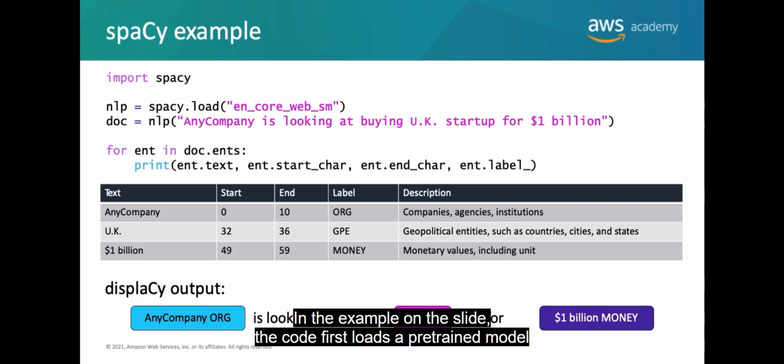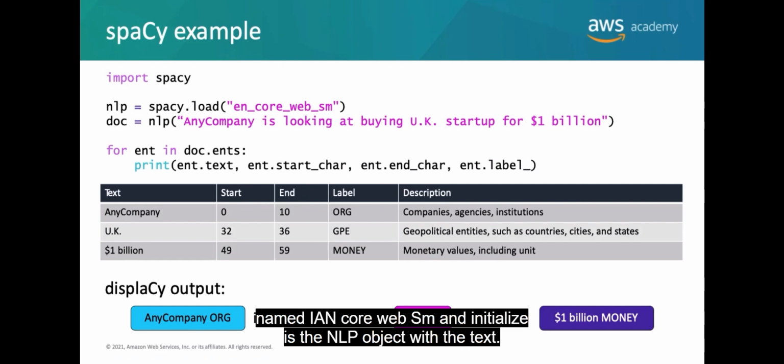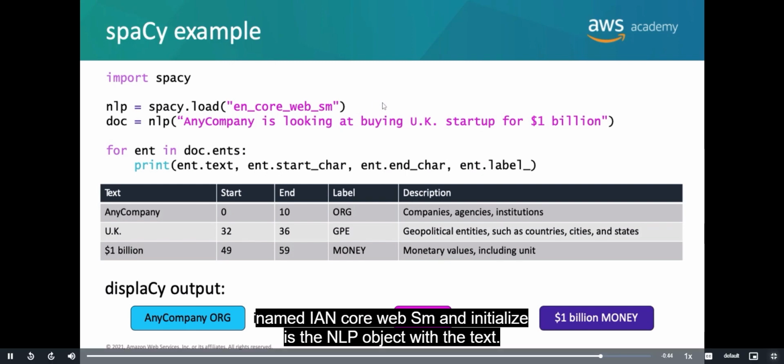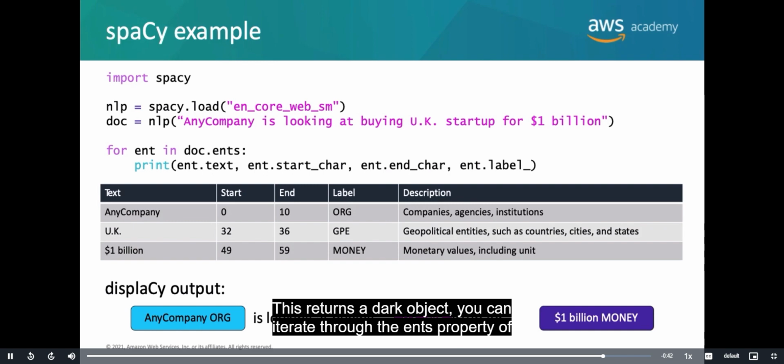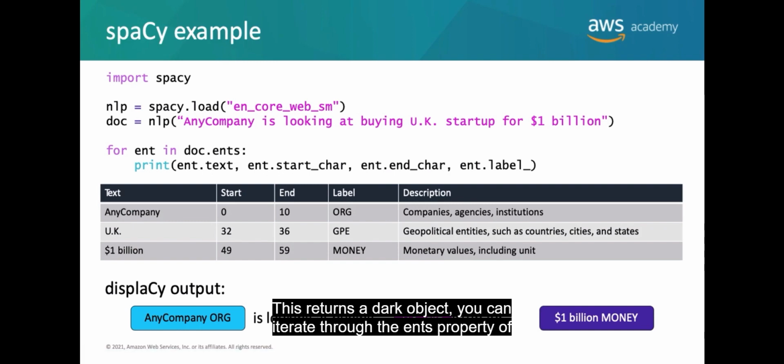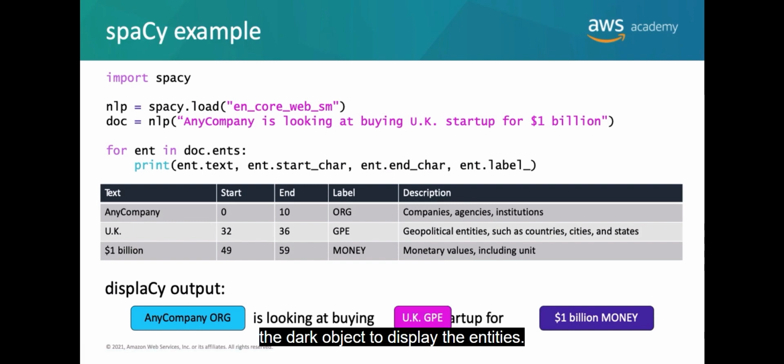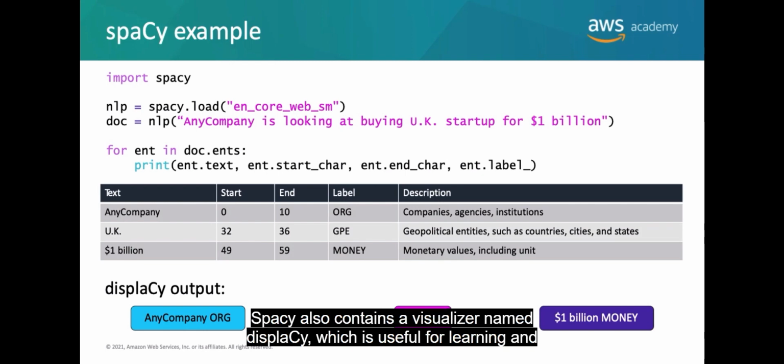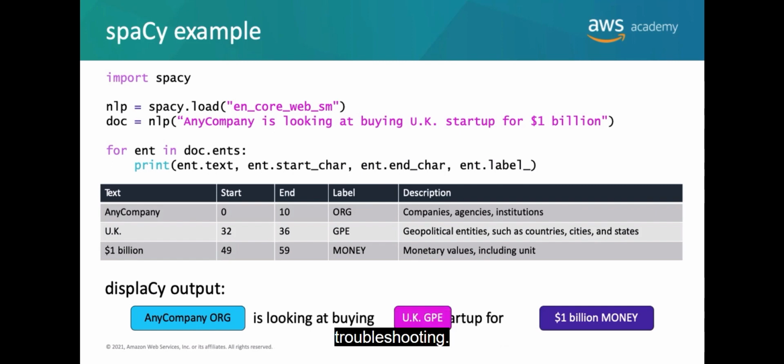In the example on the slide, the code first loads a pre-trained model named en_core_web_sm and initializes the NLP object with the text. This returns a doc object. You can iterate through the ents property of the doc object to display the entities. spaCy also contains a visualizer named displaCy, which is useful for learning and troubleshooting.